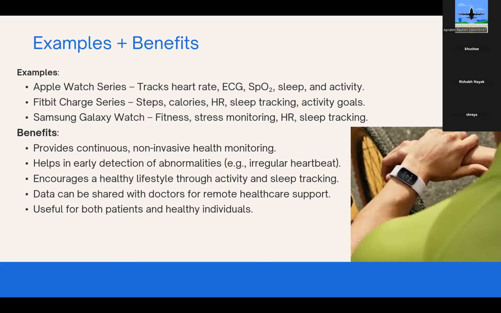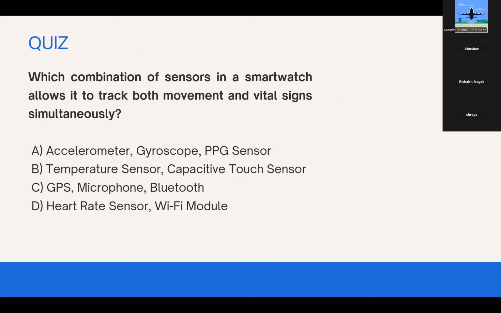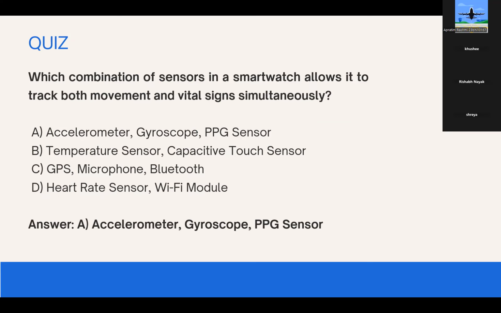Now we'll have the first question of our presentation. Which combination of sensors in a smartwatch allows it to track both movement and vital signs simultaneously? So here you can see four options A, B, C, D. In the next slide, we'll see the answer to this question. The answer is option A, accelerometer, gyroscope, PPG sensor.